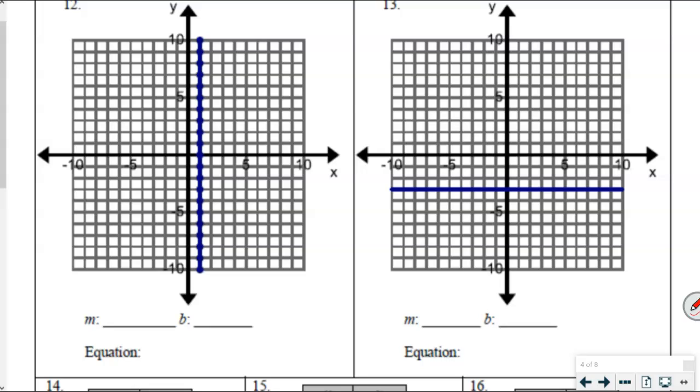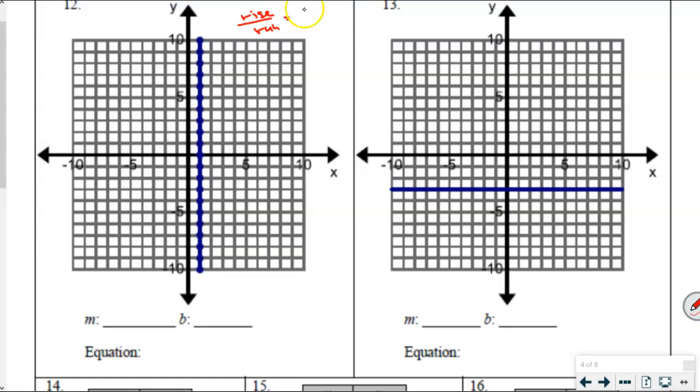Any thoughts? Jaden? Okay, this is an undefined line. You're absolutely right, because what is the slope? Well, what is the slope? Be careful. There's a right way to answer this. What is the slope? What's the rise over the run? All rise, no run. And if it's all rise, no run, it's undefined.